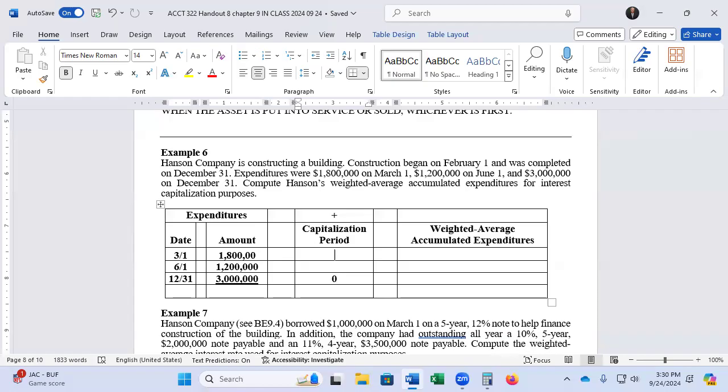Here, January, February, we're not part of it. So we have 10 of 12 months. And here, 7 of 12 months because it was June 1st. So we multiply these out and we get 1.5 million and 700,000 for a total of 2.2 million.